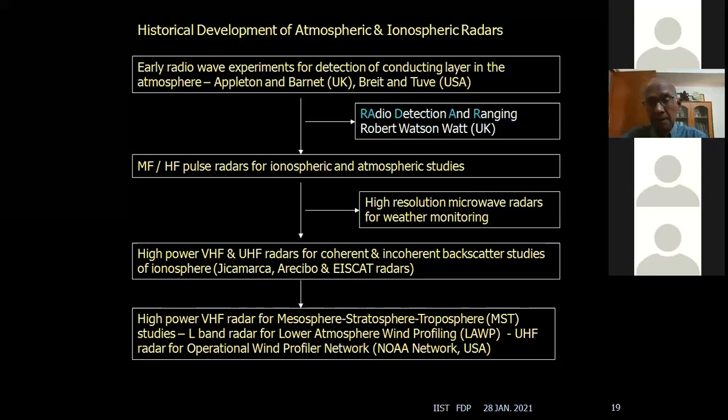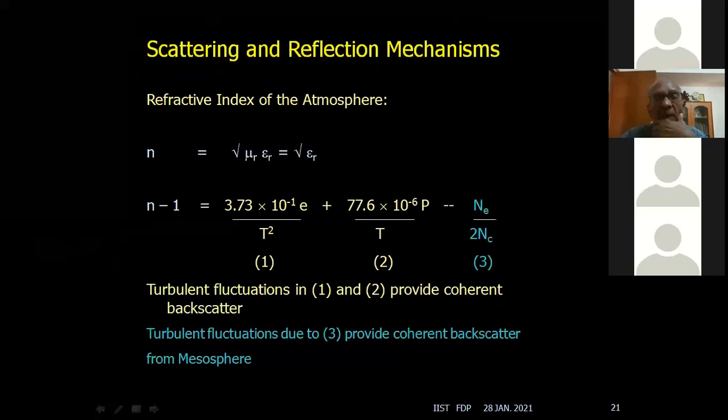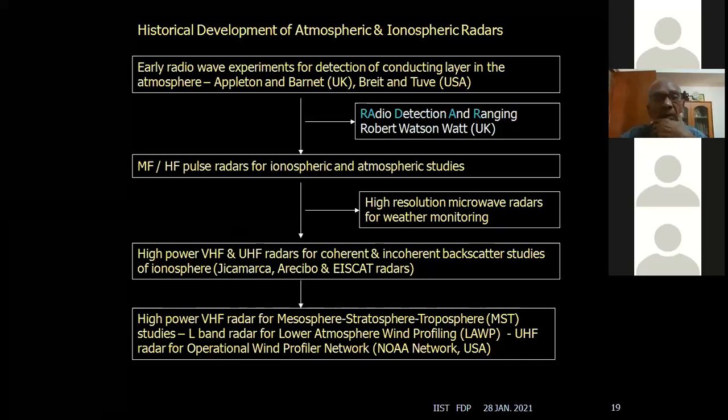That comes from the entire height range of the ionosphere. So you can map not only the ionospheric electron number density, but also the electron and ion temperatures and their motions and all that using the high power incoherent backscatter. That's how the high power radars were introduced to investigate the ionosphere first.